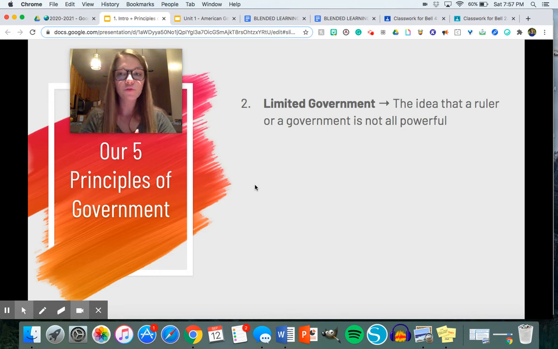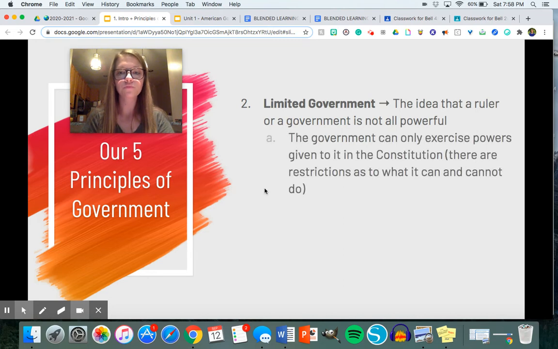The next principle of government is limited government, and we will talk about limited government a lot. But really, limited government is what it sounds like. The government is not all powerful. The rulers or the leaders of our government are not all powerful. We used to have a king who was. We didn't really like that. So we wrote our Constitution to limit the power of the government and the people in charge. And we do that through the Constitution.